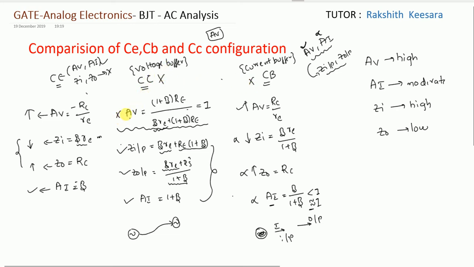CC is violating voltage gain, CB is violating current gain. So the only amplifier available is CE. It is providing some high voltage gain and moderate current gain also. Even though it is providing these two parameters, its input impedance is very low, output impedance is very high. So these two parameters should be changed. For this, we are introducing a concept called feedback.